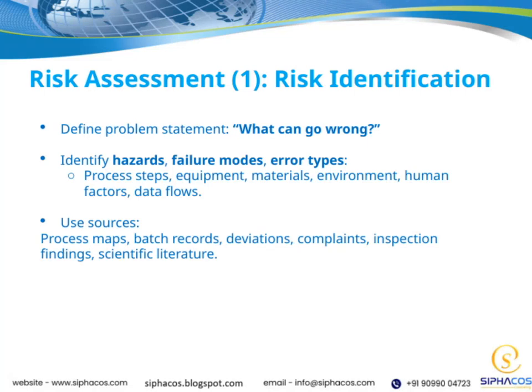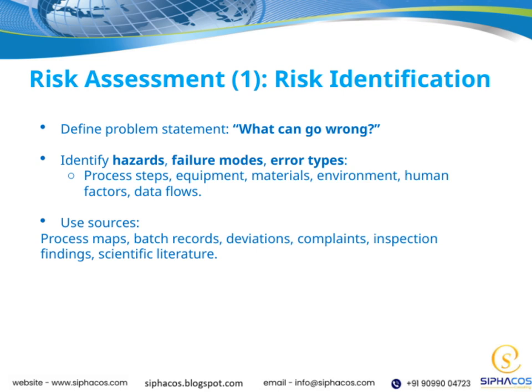What can go wrong? This step is crucial because it sets the foundation for our risk assessment. We need to identify potential hazards, failure modes, and error types that could impact our process. These include various aspects such as process steps, equipment, materials, the environment, human factors, and data flows. To do this effectively, we rely on multiple sources of information. Process maps help us visualize the entire workflow, while batch records can reveal where issues may have occurred historically.